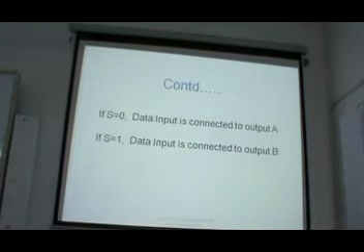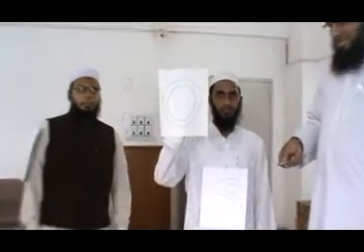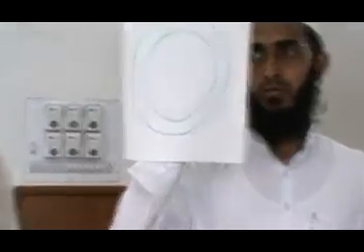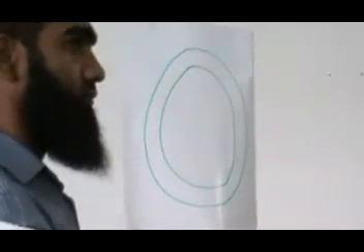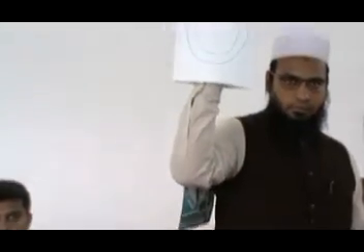Now let's enact this. When S is equal to 0, there are two conditions of D: either D can be 0 or D can be 1. Let's consider the first condition, that is D is equal to 0. When S is equal to 0, the data present on the D input, that is 0, will be transferred to output A. You might have observed one thing: when the select line S became 0, at the same time output B was inactive and A was active.